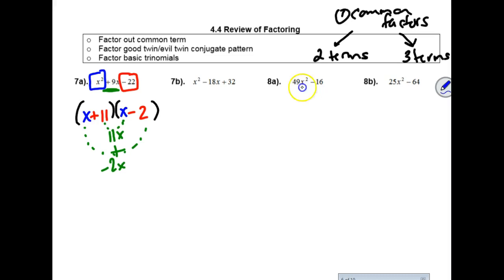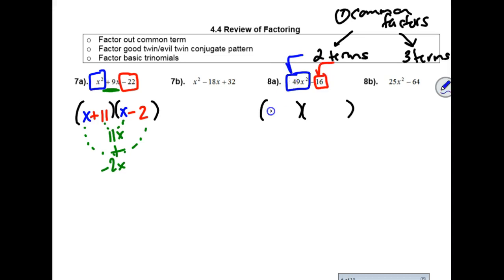There is no common factor. So I move down the list. It is 2 terms long, and since it is 2 terms long, it must have that special factoring pattern of the difference of 2 squares. So this is that factoring pattern where you look at the first term, and you look at the last term, and you realize that they're both perfect squares. So then you take the square root of each term.